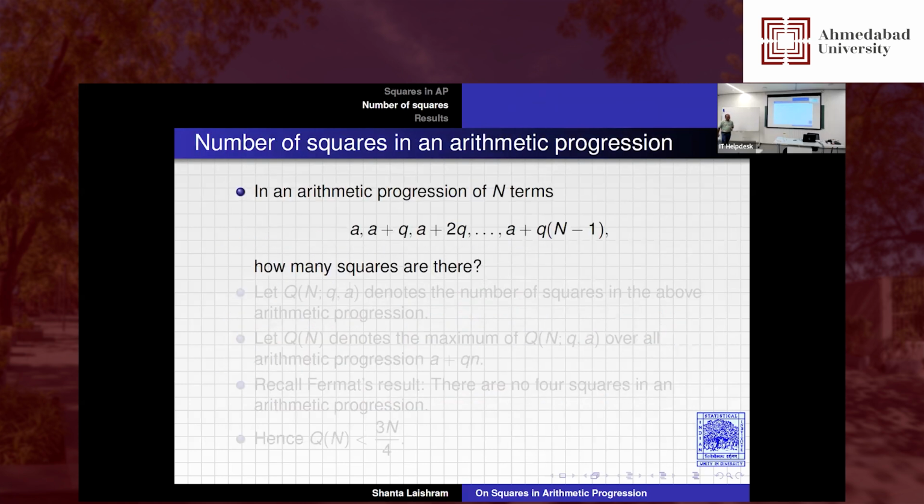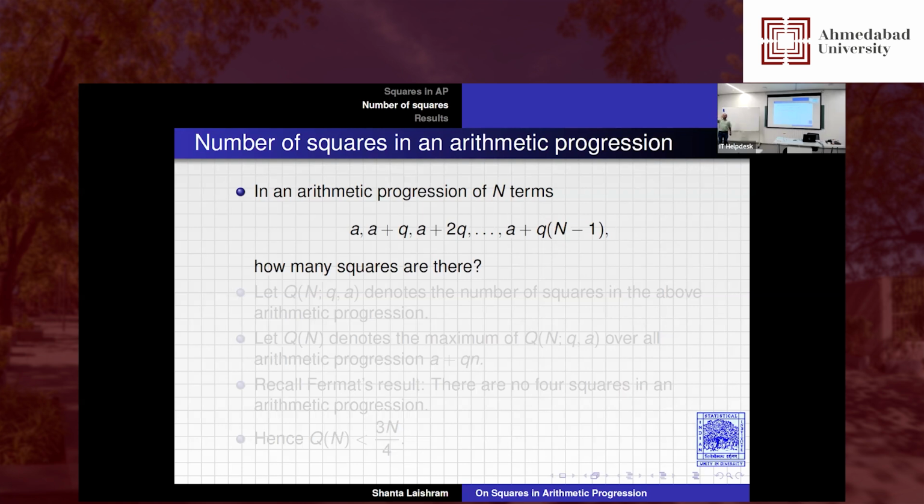All right. So now I come to the second. I started with the initial question about whether you can have an arithmetic progression consisting of just squares. Now we saw that up to 4, you cannot have 4 squares in an arithmetic progression. Then there are 2 questions. One is done, so now I look at the second problem. Given an arithmetic progression of length n, can you tell me how many squares there are?